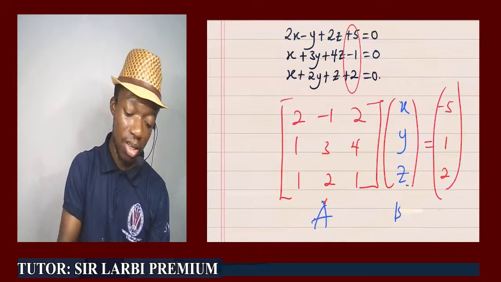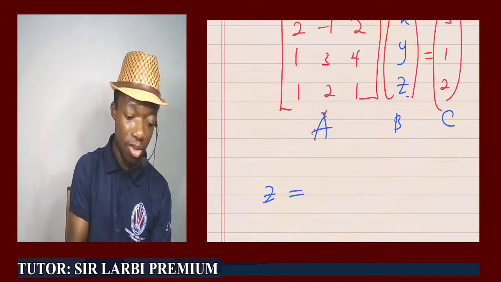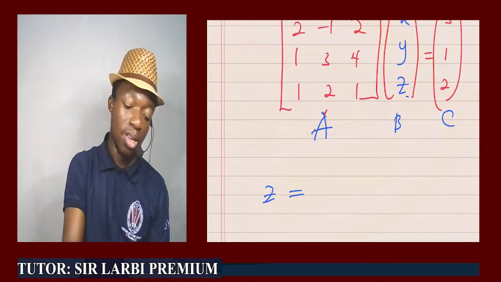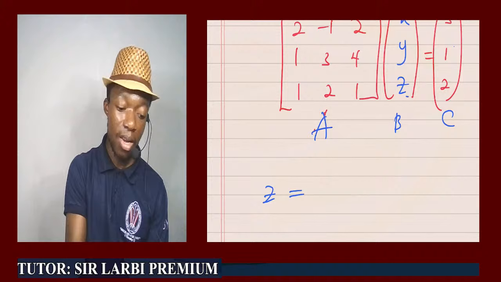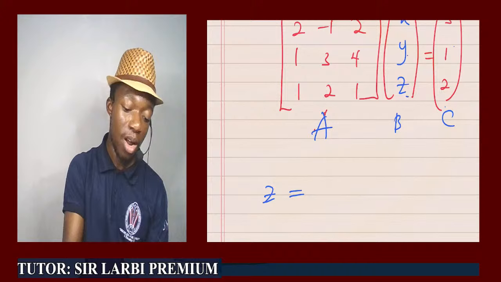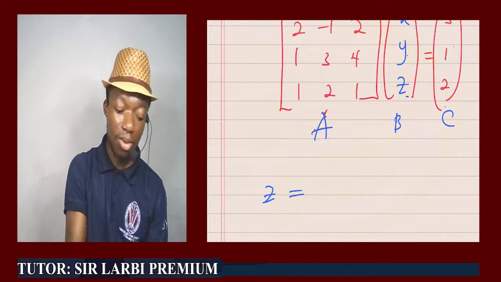To find Z, that's what we have to find. You're going to find what the C replaces, the third column, because Z is in the third column here. Realize that to find X, you replace C in the first column. To find Y, you replace C in the second column. And to find Z, you replace C in the third column. So you have 2, negative 1, and then negative 5.